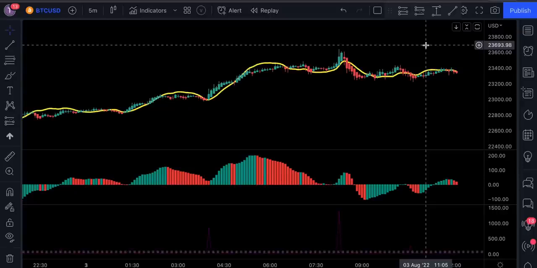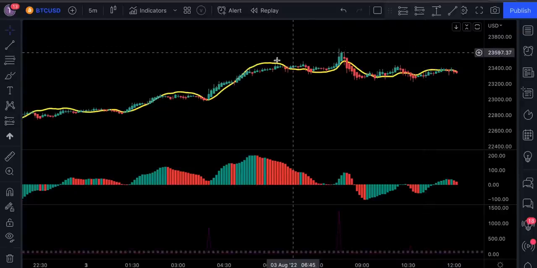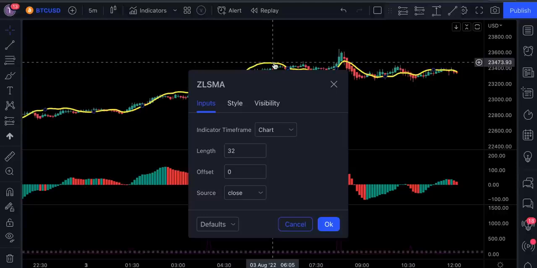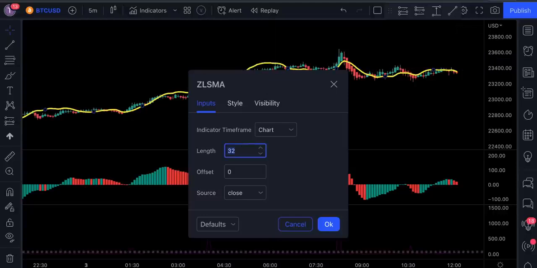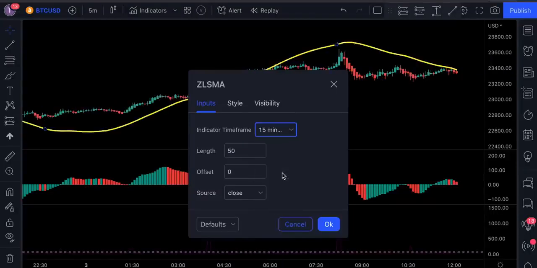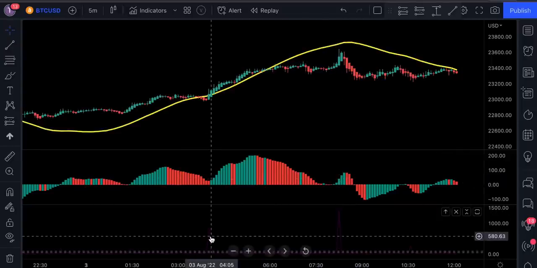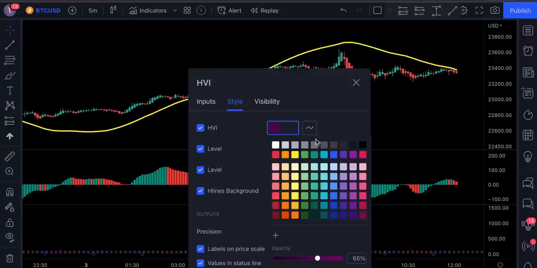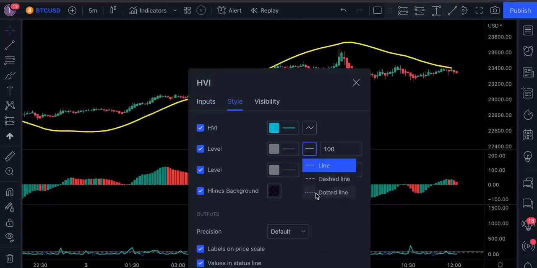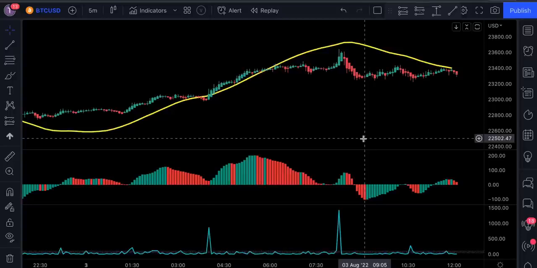Alright, now we need to change the settings on some of these indicators. So let's first access the settings on a Zero Lag SMA and change the length from 32 to 50. Also, let's change the indicator time frame. And the second step will be to make this volume indicator more visible. Okay, our strategy is complete. Now let's get into the trading rules.